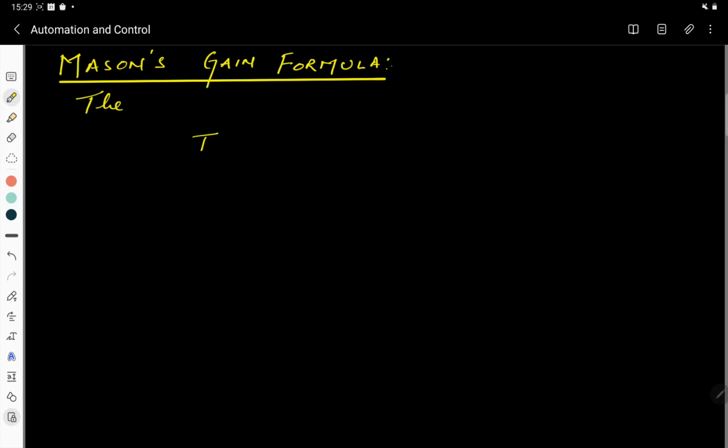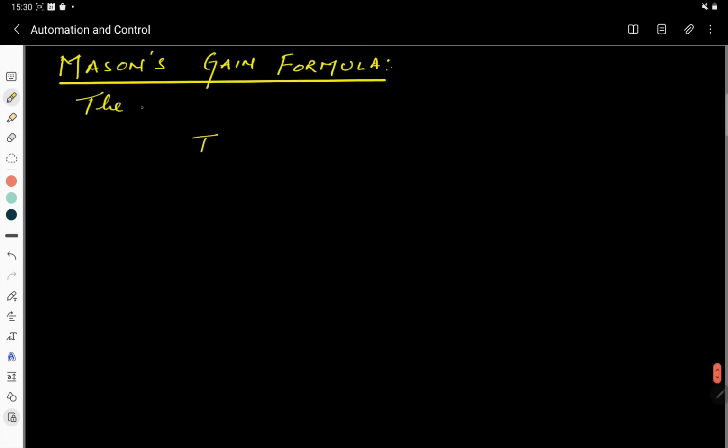So in this class we are going to discuss Mason's gain formula. This is just the continuation of the last lecture, in which we discussed signal flow graphs. In that we are going to determine the overall transmittance, which can be determined using Mason's gain formula. Okay, what is Mason's gain formula?